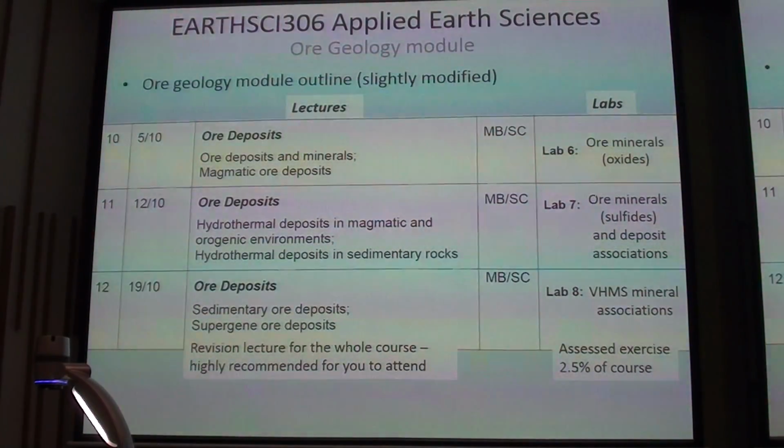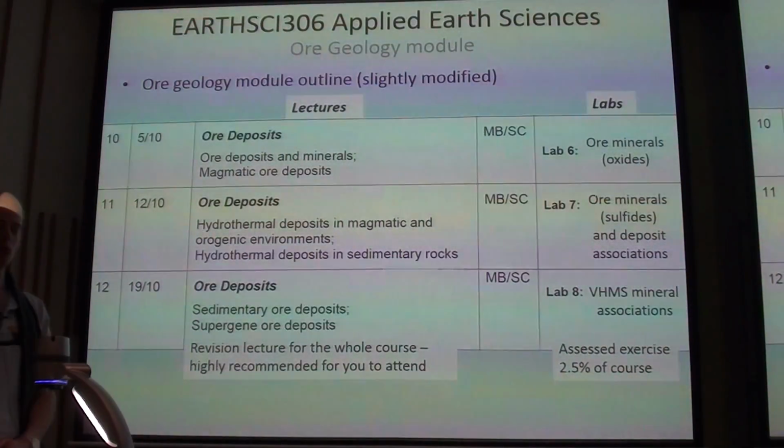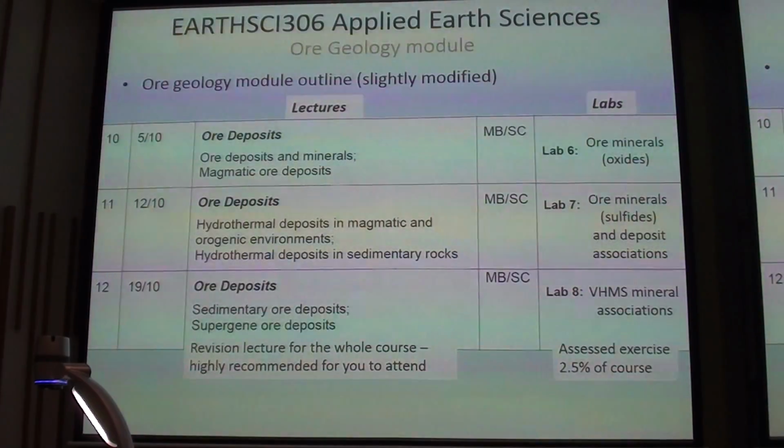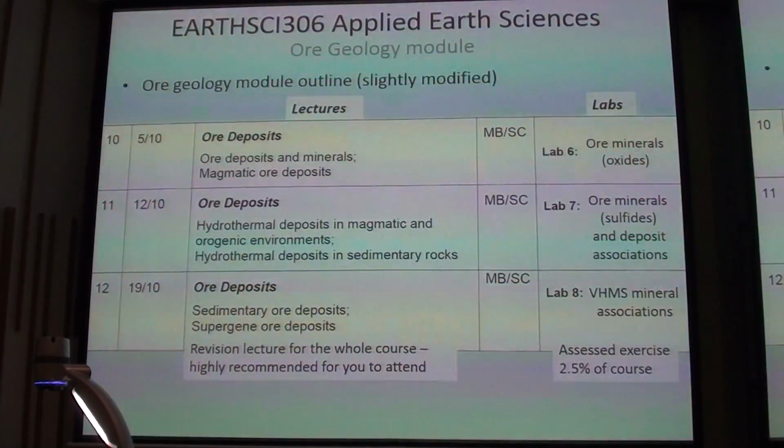The labs tomorrow we'll be looking at oxide ore minerals. It's going to be a slightly light lab. Next week sulfides and some related ore deposits. And the last week we will be looking at BHMS related associations. If you don't know what BHMS is, don't worry, we will look at them in due course. And there'll be a small exercise with assessment worth 2.5% of the course.